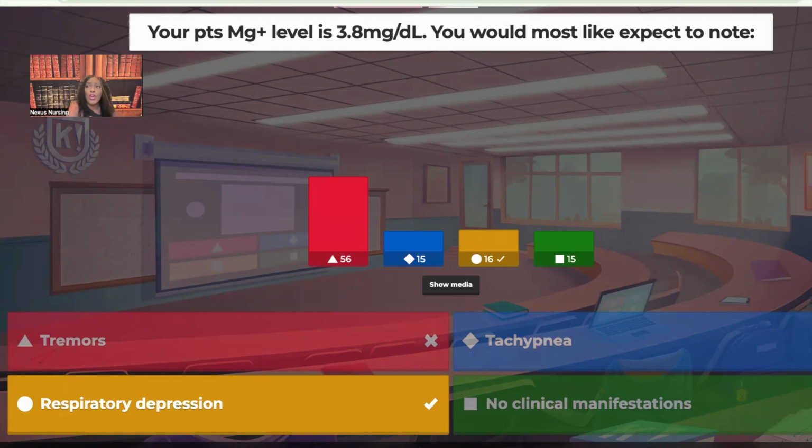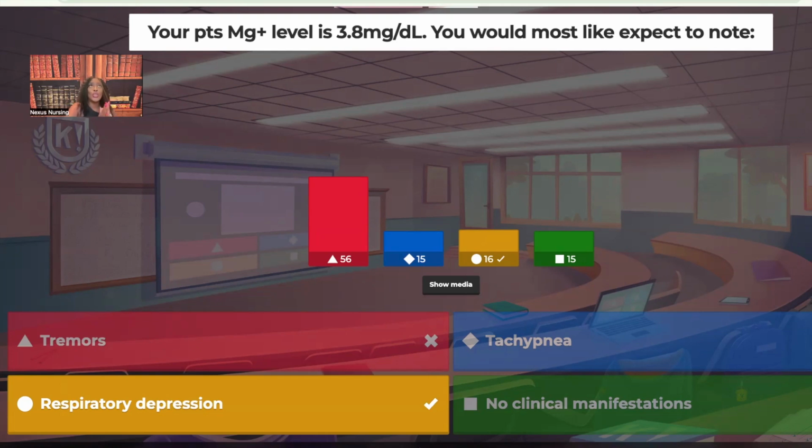So it's going to be important that you understand the therapeutic range for magnesium. Now, if you look at the screen, it says magnesium is 3.8, but what is a normal value? It's 1.8 to 2.6. The normal magnesium value is about 1.8 to 2.6. This patient's is all the way at 3.8. That means it surpassed the normal value.